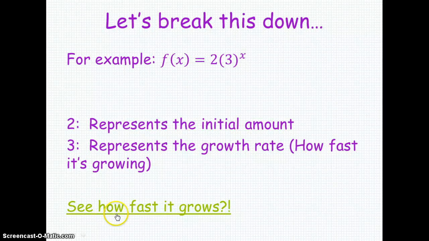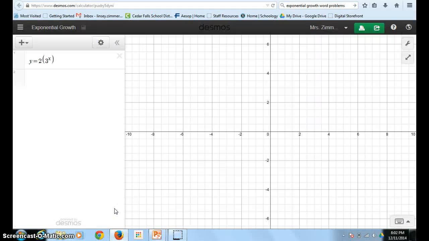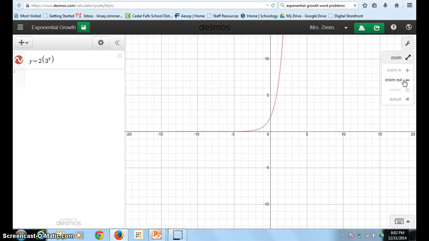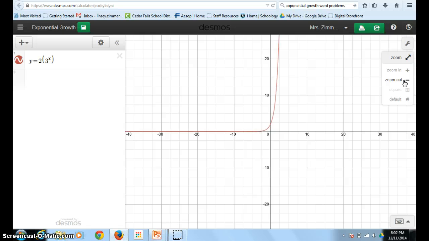And we can see how quickly that grows by using the Desmos graphing calculator. And if I zoom out, you can see how quickly that graph rises.